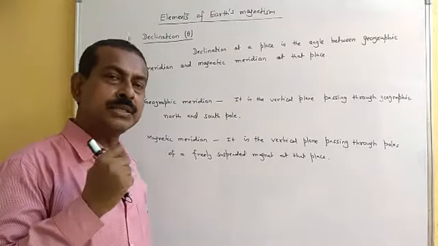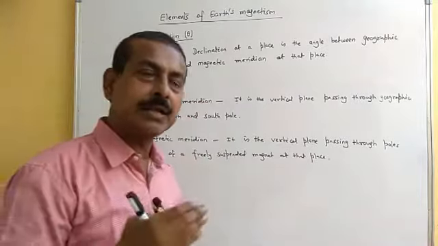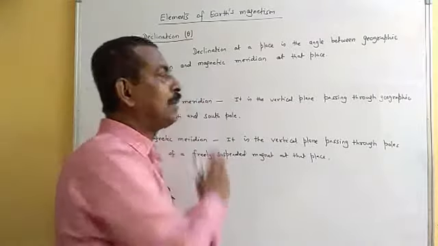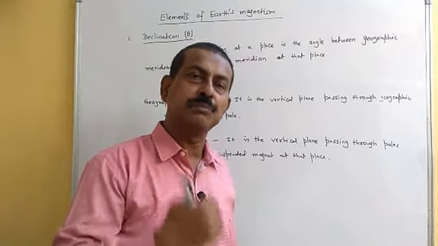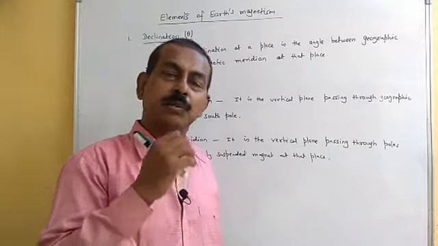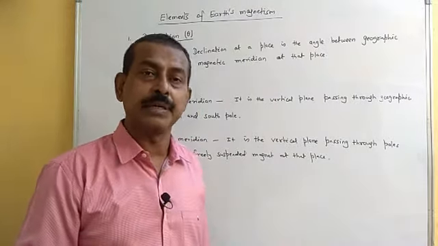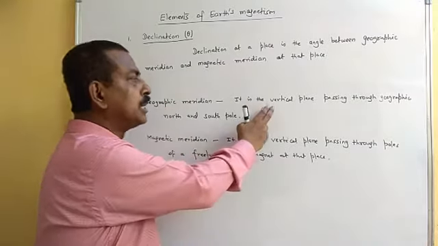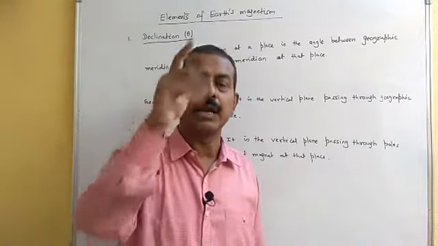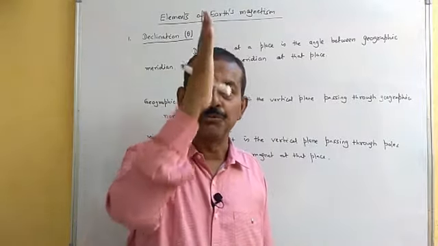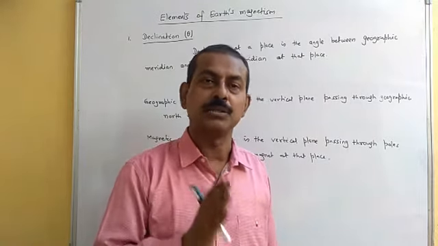Let's see what declination at a place means. Declination at a place is the angle between geographic meridian and magnetic meridian at that place. So at any particular place, the angle between the geographic meridian and magnetic meridian will be the declination at that place. Now, what is geographic meridian or magnetic meridian? Geographic meridian is the vertical plane passing through geographic north and south pole. If you take Earth and its north and south poles are there, the vertical plane which will pass through the geographic north and south pole will be called the geographic meridian.